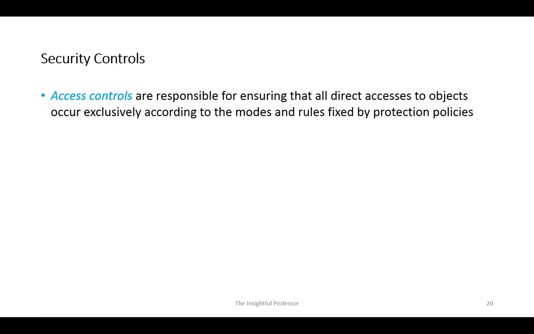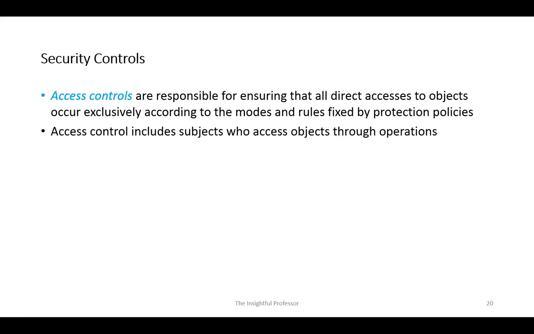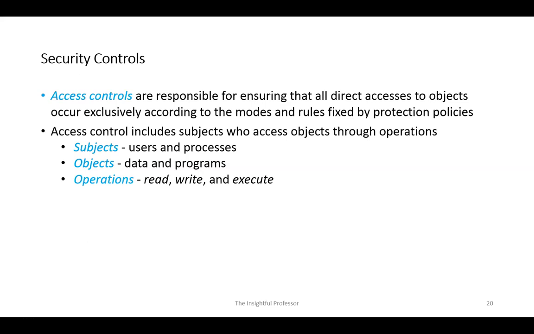Access controls are responsible for ensuring that all direct accesses to objects occur exclusively according to the modes and rules fixed by the protection policies. Access control includes subjects who access objects through operations. Subjects could be users or processes running within the system. Objects would consist of data or perhaps programs. And operations might include such things as read, write, and execute.